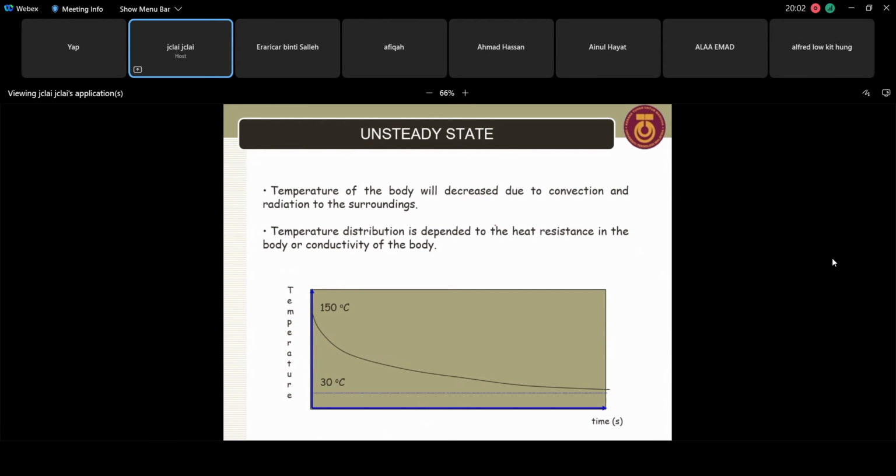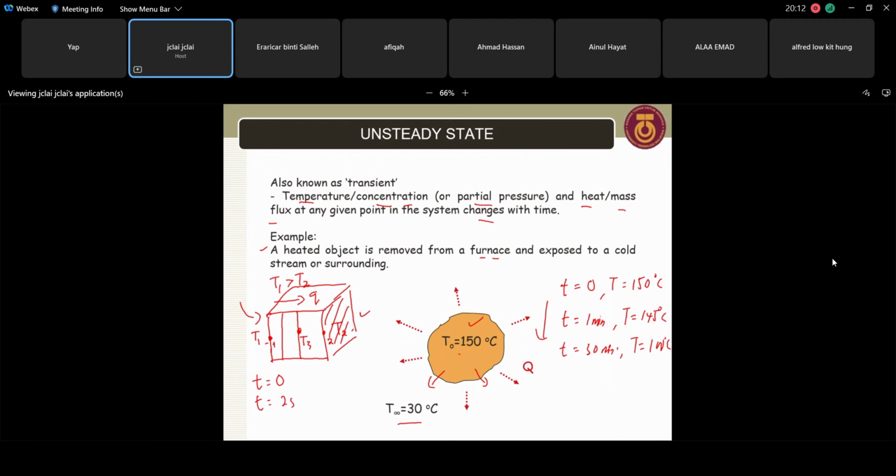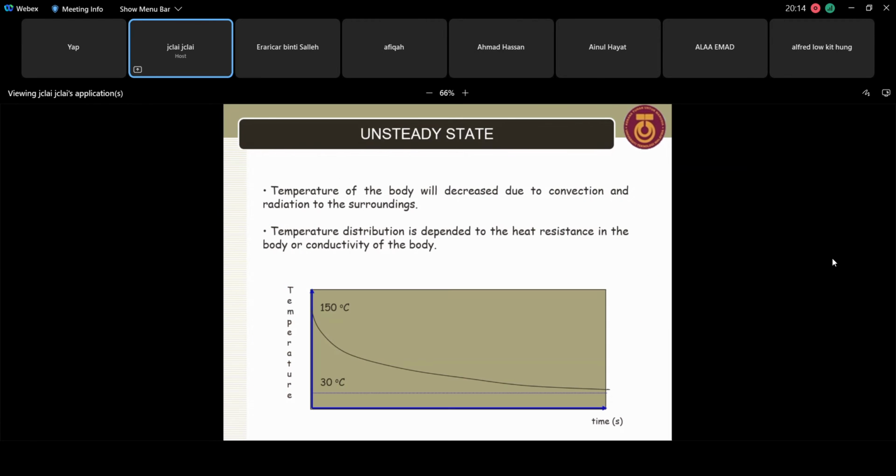So let's see. The temperature of the body will decrease due to convection and radiation to the surroundings. I'm talking about this object, right? Initially it is at 150 degrees Celsius. You see, the y-axis is the temperature of the body, and the x-axis is time in seconds.